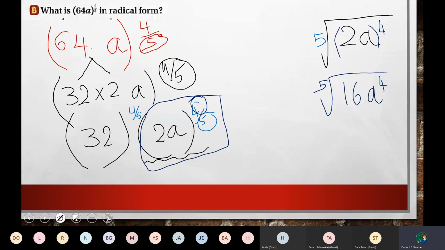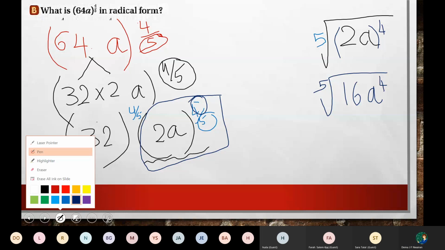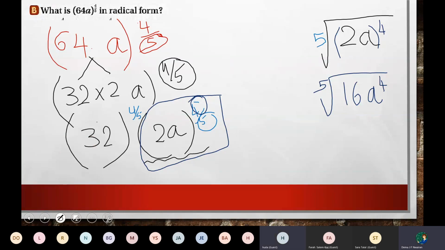Now what about 32 to the power 4 over 5? I want to find it now. Teacher, the period is finished, right? No, it is 11:15. Oh, okay, after 5 minutes. Yeah. Okay, then we will go to the second term here, which was 32 to the power 4 over 5.